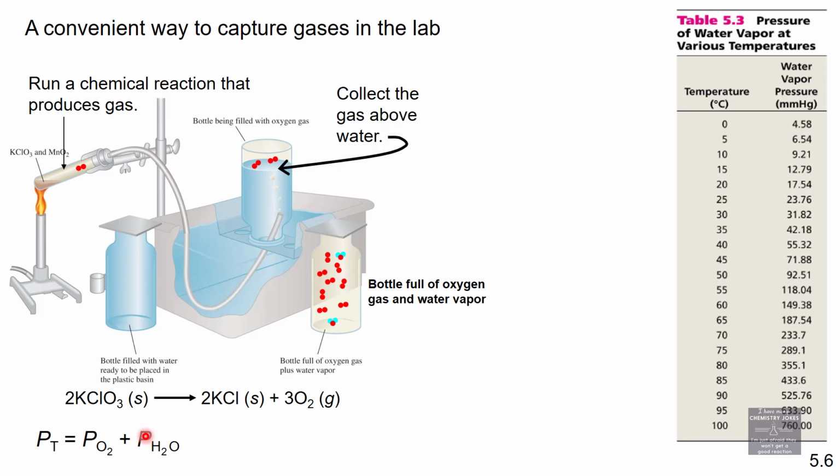There are tables and tables of this data, and here's a table that I pulled from your textbook that has the vapor pressure of water at various temperatures. At higher temperatures, we have higher vapor pressures of water. Humidity is higher in the summer than the winter. If we're doing this reaction at room temperature, designated as 25 degrees Celsius, then 23.76 millimeters of mercury is the pressure that water is exerting in here. So I take my P total minus 23.76 millimeters of mercury, and that will tell me the pressure of oxygen gas specifically.